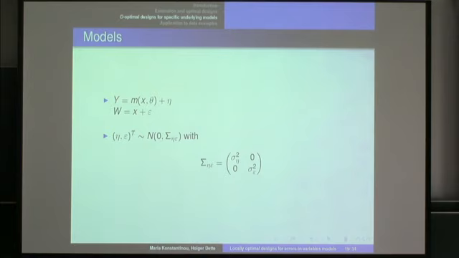So we have nonlinear functional models, but here we consider that the model has only one covariate. Again, we have classical additive errors, and we also add the assumption on the normally distributed errors that these are non-correlated.